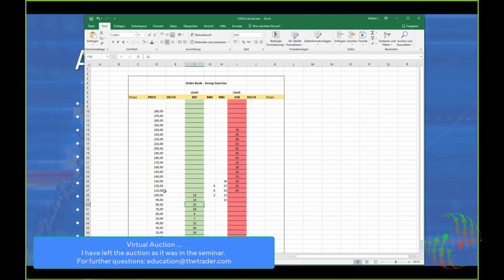I'm offering 45 at 110 and I'm buying 18 at 100. Is anyone willing to sell something or to buy something? Again, 45 at 110 and 18. I'm ready to buy 18 at 100. So I'm bidding 18 at 100. 45 at 110. Last call.